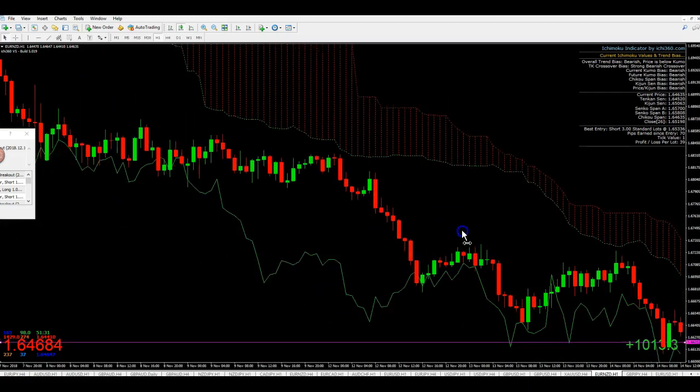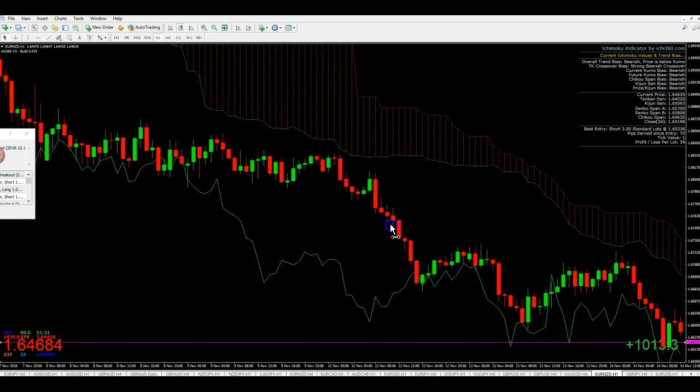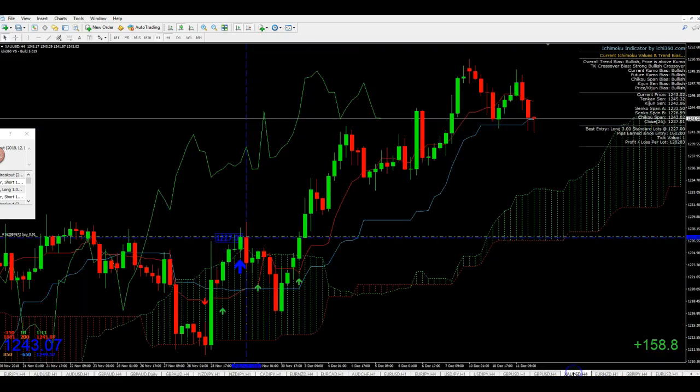Isn't it amazing? There are times when you would see a change in the color of the cloud. But here, it just remained red or maroon. It remained bearish. Let me show you an example.